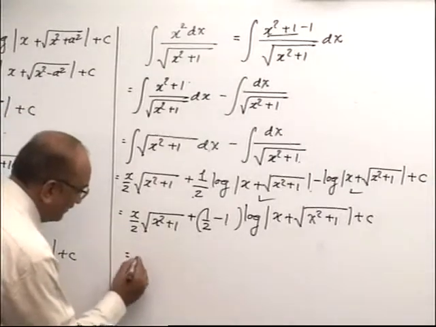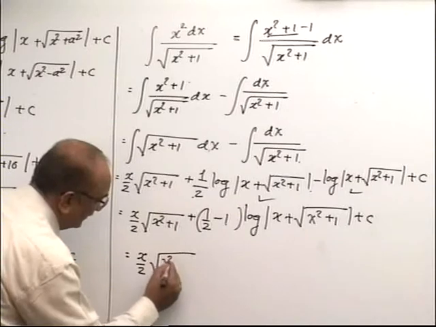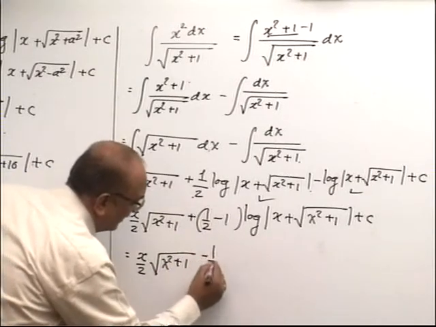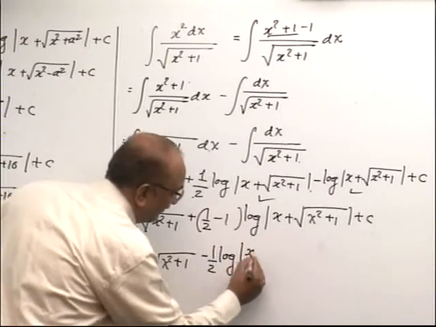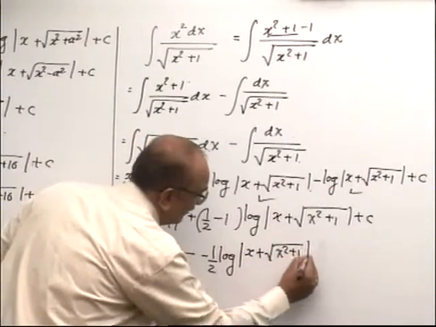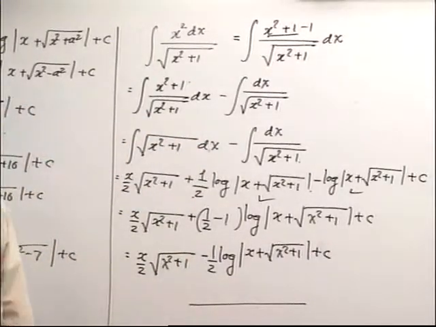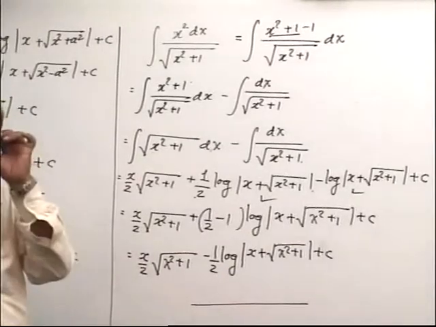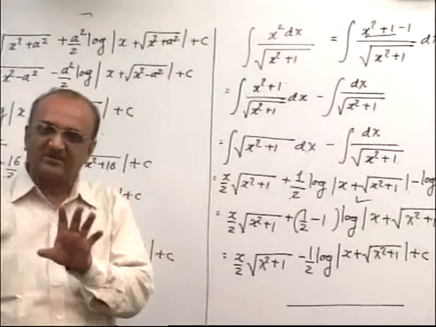What are the next steps? x by 2 into root of x square plus 1, 1 upon 2 minus 1 is equal to minus 1 upon 2 into log of modulus x plus root of x square plus 1 plus c. Answer of the question. Clear? The next and the last question of this chapter is the same question but slightly changed.